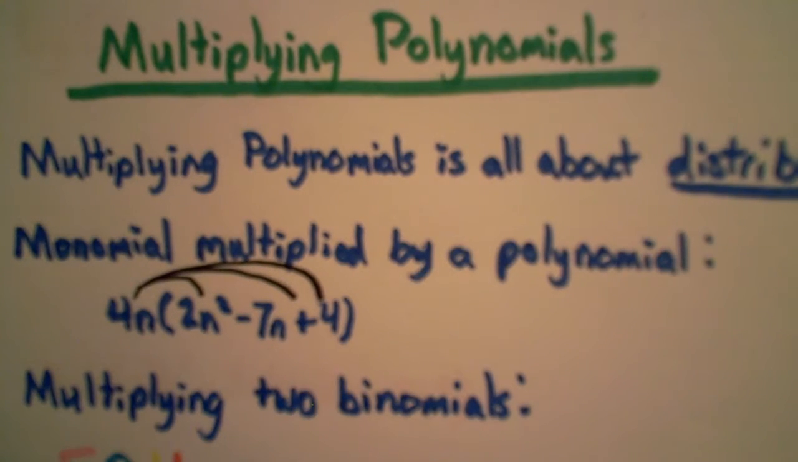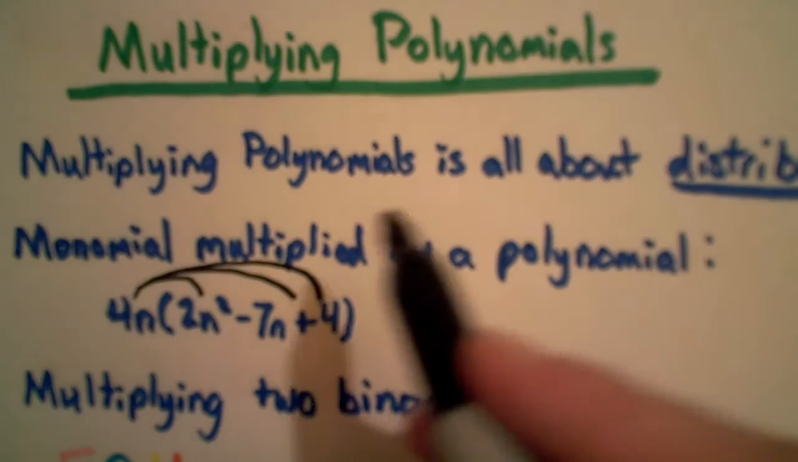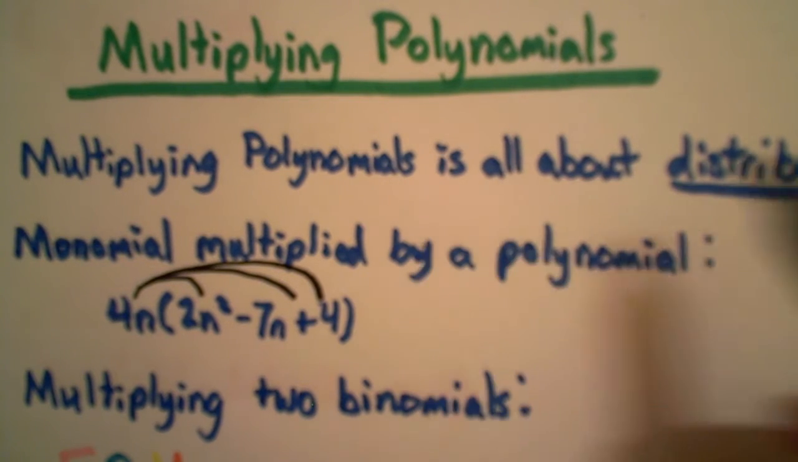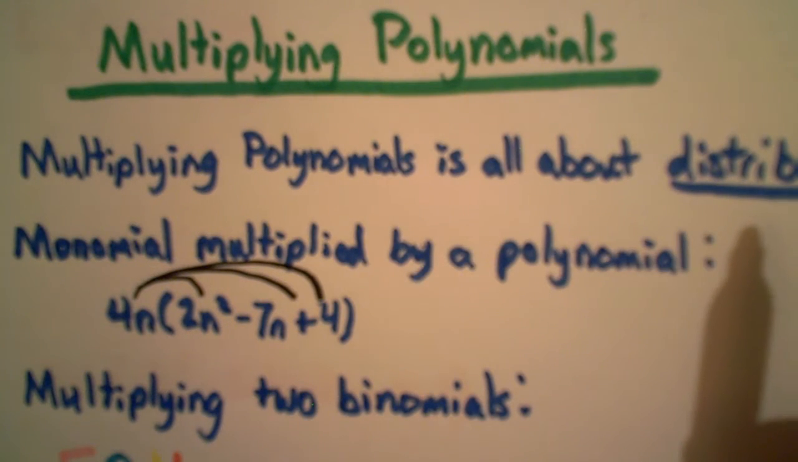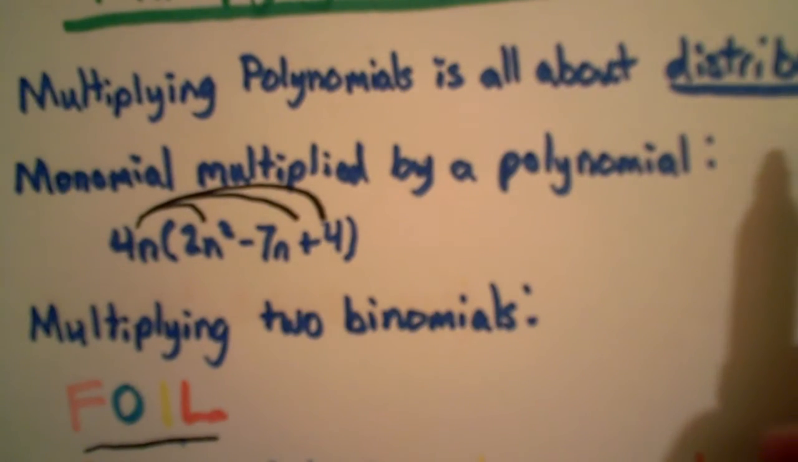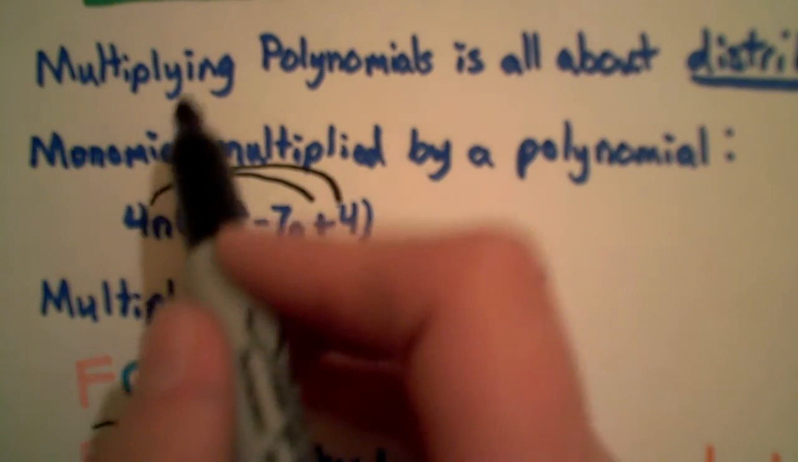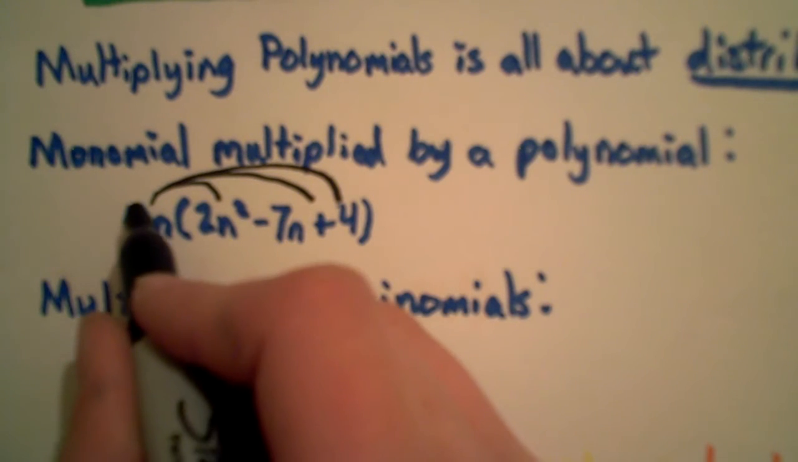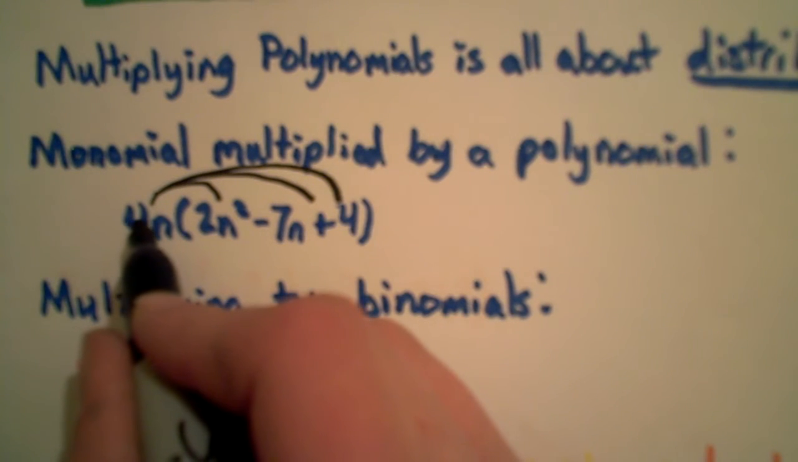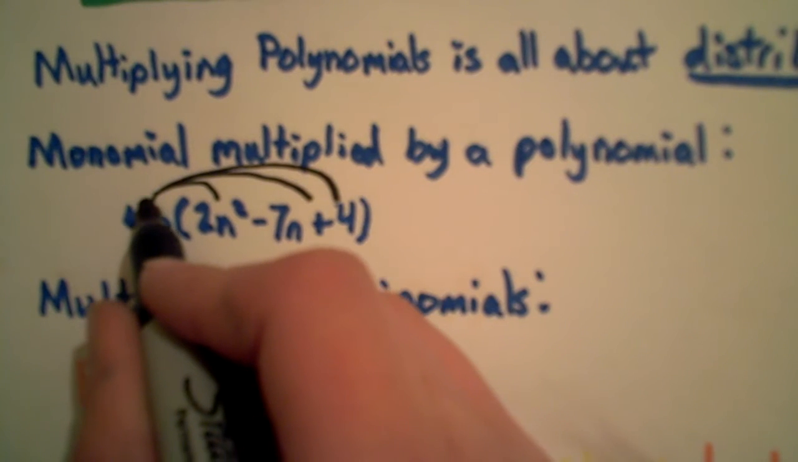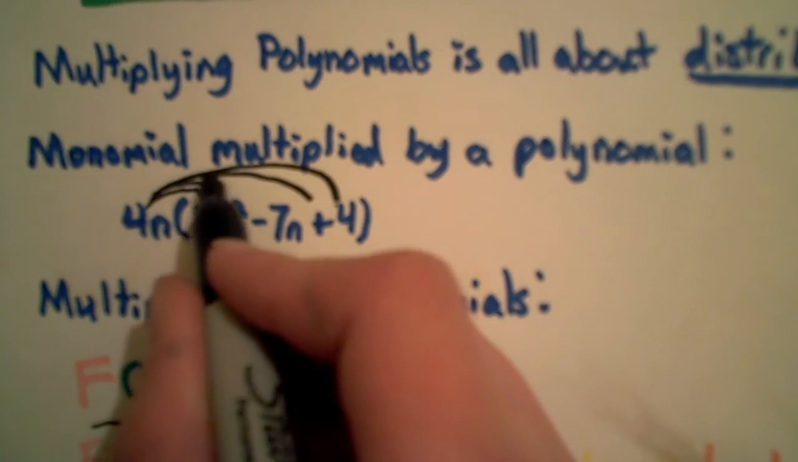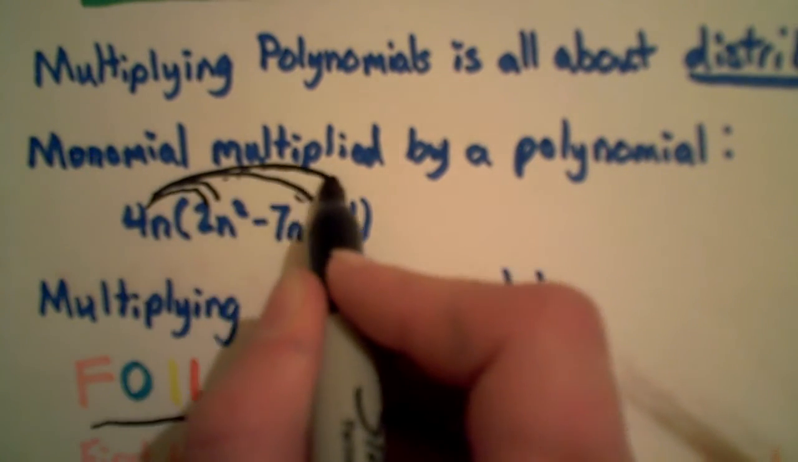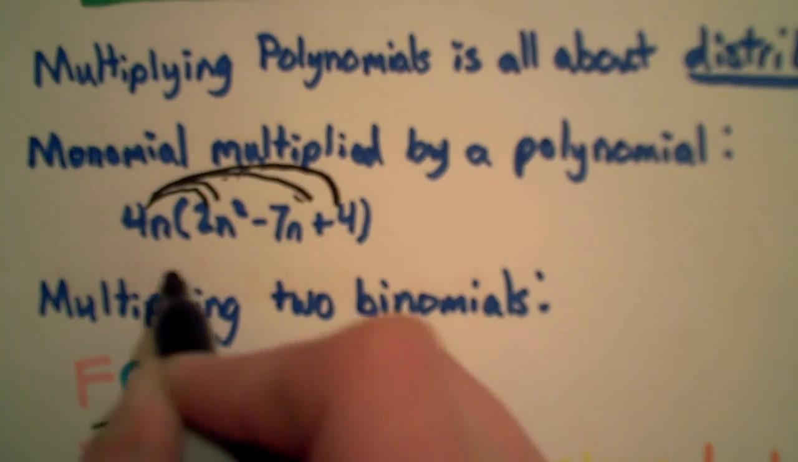Multiplying polynomials. So multiplying polynomials is all about distribution. What you're going to be doing when you're multiplying polynomials is just distributing a lot of it. So that makes it pretty easy. And sometimes you'll see a monomial multiplied by a polynomial, like so. 4n times 2n squared minus 7n plus 4. You're just going to distribute this along here, like so, and multiplying the whole way.